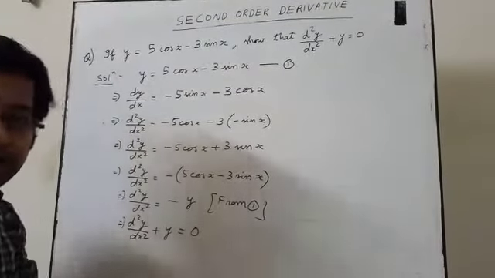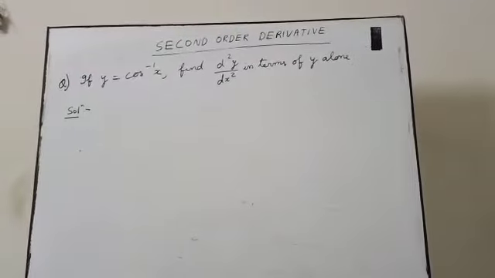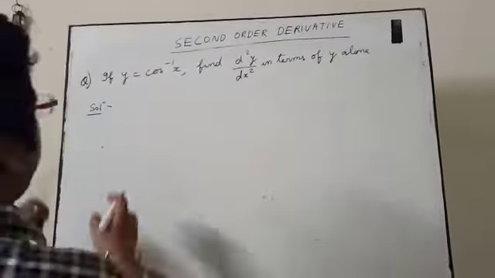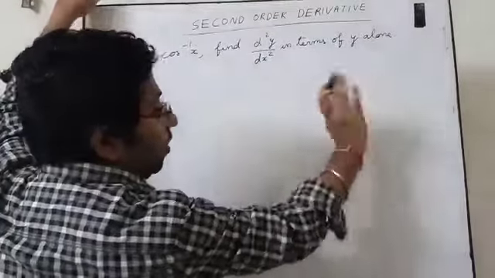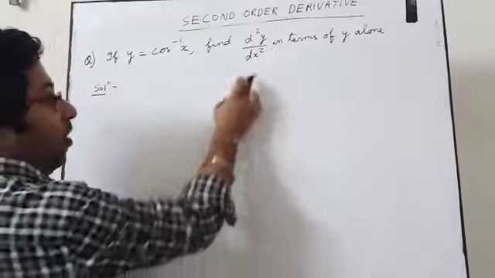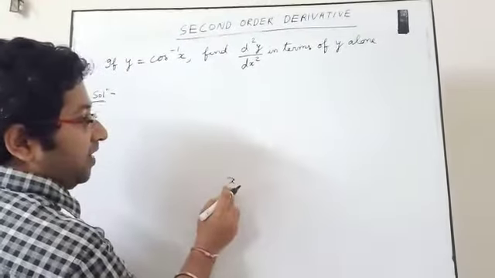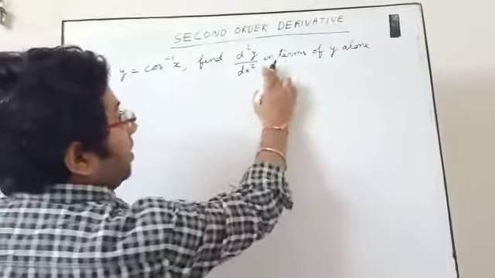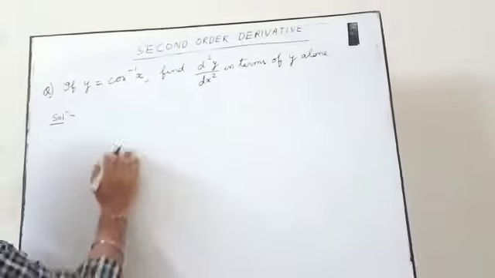Is it clear or not? So if y equals cos inverse x, find the second order in terms of y, not in terms of x. In the previous questions, whatever I did, the second order answer came in terms of x. Now I want the answer in terms of y alone. So how will you approach?